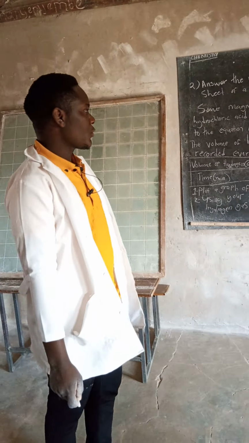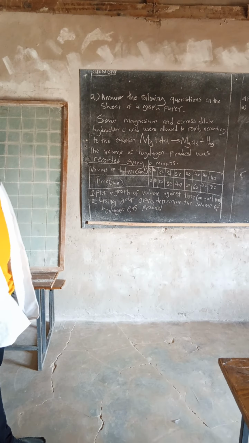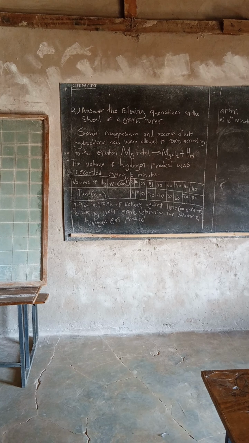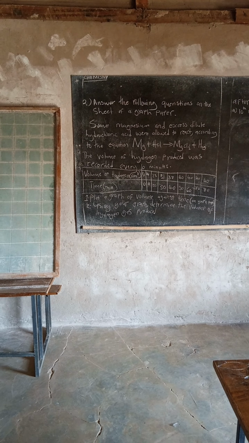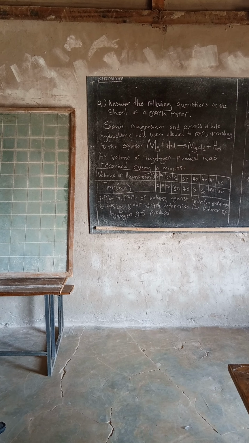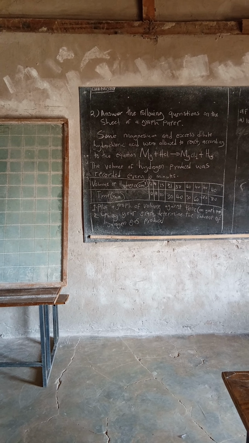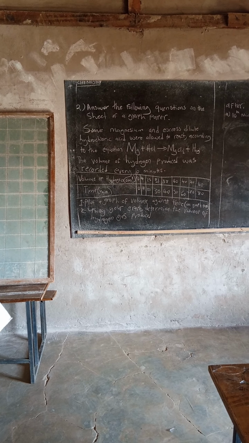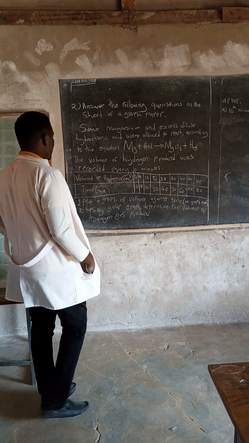No, it does not work like that. Always use a what? A graph paper. So the question goes like this. Some magnesium and excess dilute hydrochloric acid were allowed to react according to the equation.